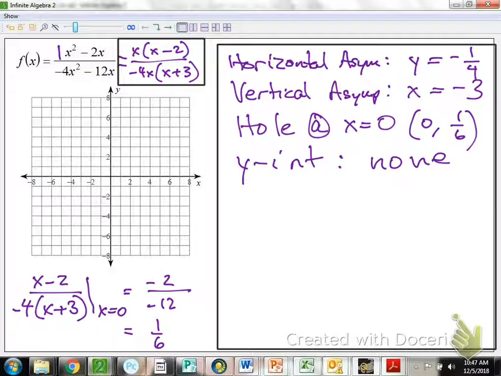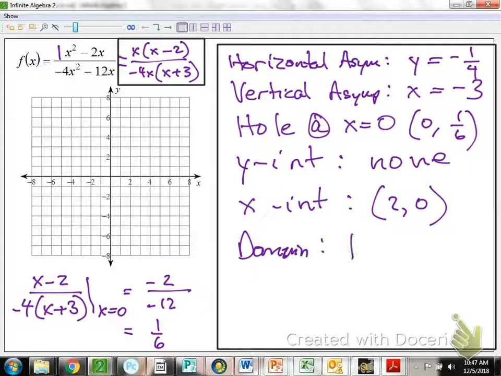All right, what about the x-intercept? X-intercepts come from values that only make the numerator 0. So 2 is my x-intercept. What's the domain? All real numbers except for 0 and negative 3.